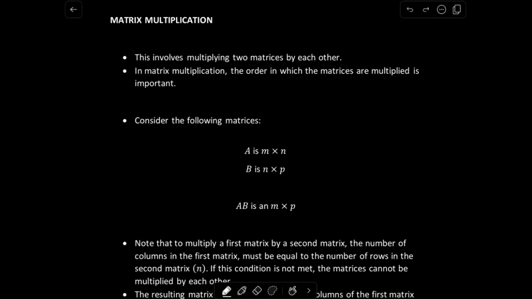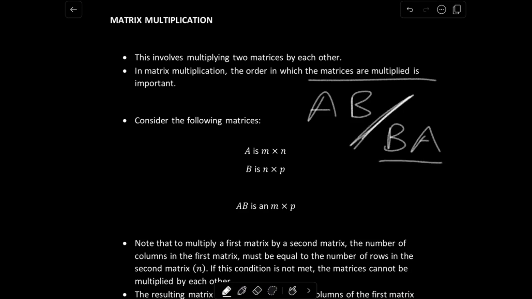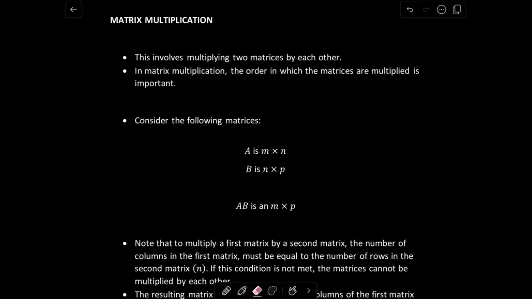In matrix multiplication, the order in which the matrices are multiplied is very important. A times B might be different from B times A. It's going to depend on the matrix, and it also dictates whether we can even calculate B times A. So right now, what I want you to know is that the order in which we multiply matrices is very, very important. So let's consider the following matrices.